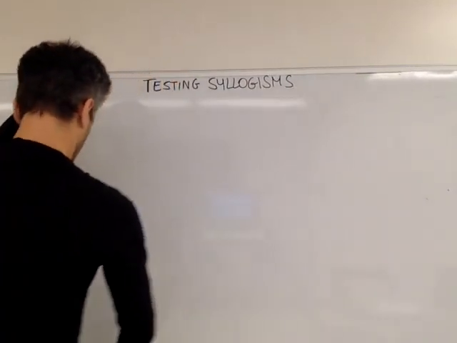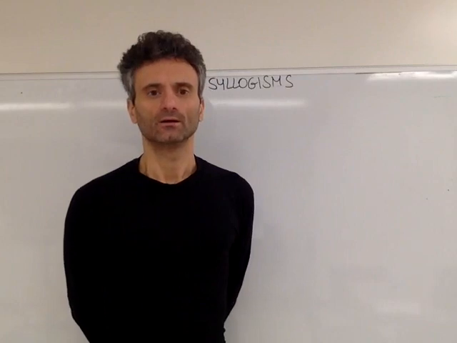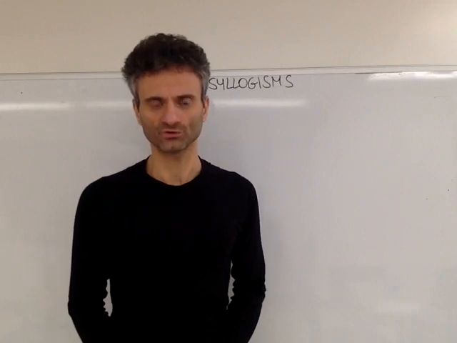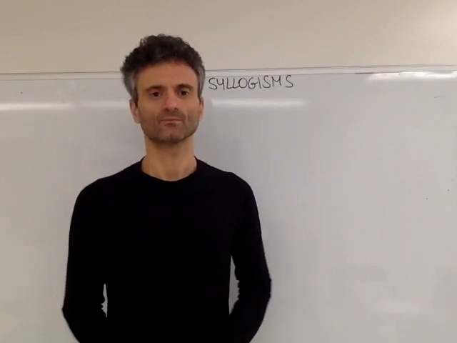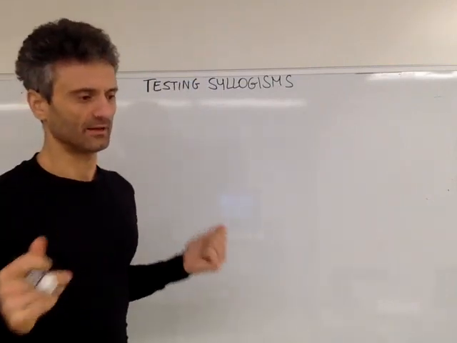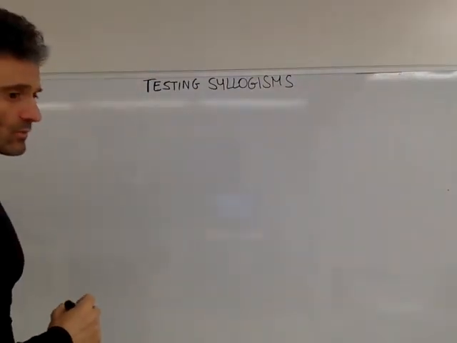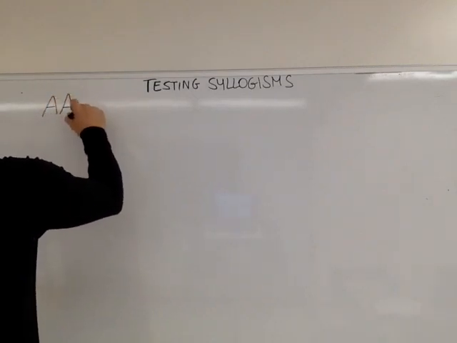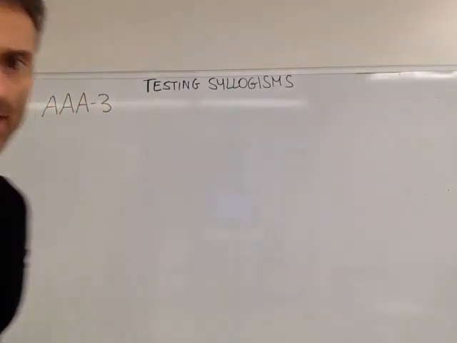Okay? All right, so now that we remember how to diagram statements, and now that we remember what categorical syllogisms are, let's test a couple of syllogisms. Let me explain how to do it. First of all, let's start with any syllogism. Let's start with this one, with A, number 3.